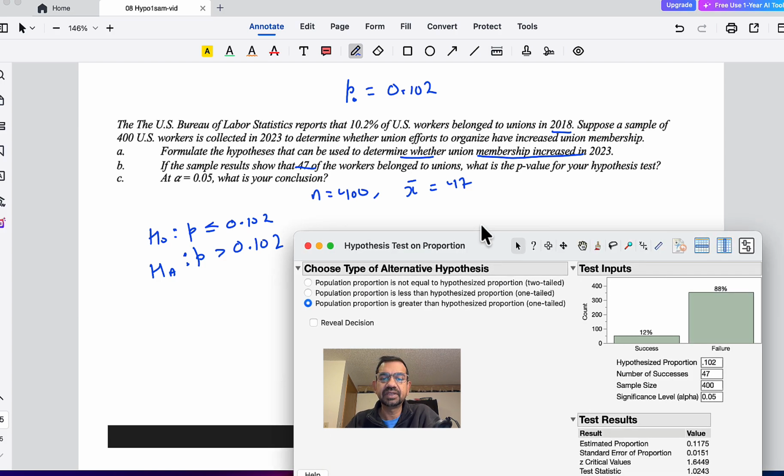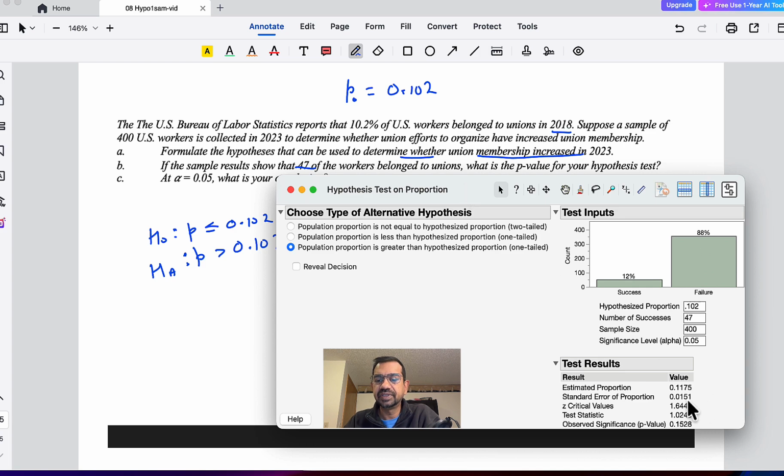Now, once we type in these values, we see that our estimated proportion is 0.1175. Our standard error of proportion, again using the population proportion, is 0.015. Our critical value is 1.64. The test statistic that we get with our test, or z, equals 0.102. So this is less than our critical value. And again, we're doing a right tail test, so this is less extreme than our critical value.